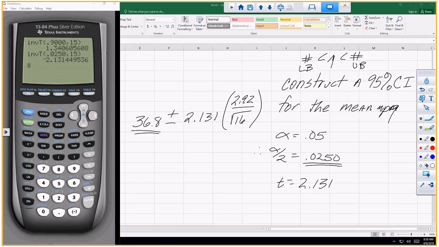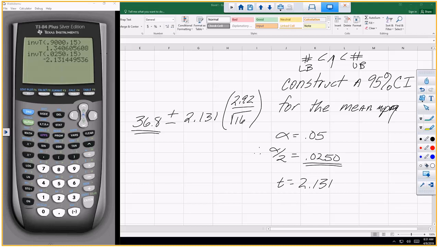Look at your original. What did I tell you to find? When I wrote down 16 miles per gallon, what did I tell you to find? The mean. So what is 36.8? The mean. Thank you. I actually heard that. That wasn't mumbled. So mean plus or minus what?